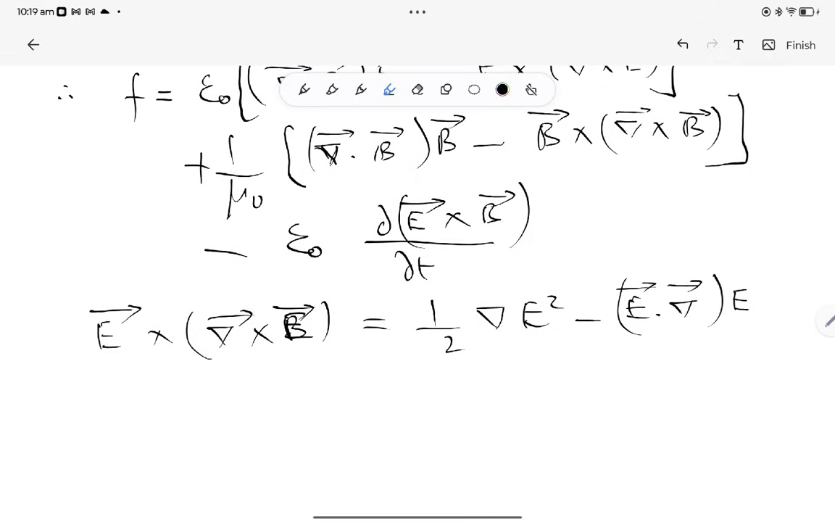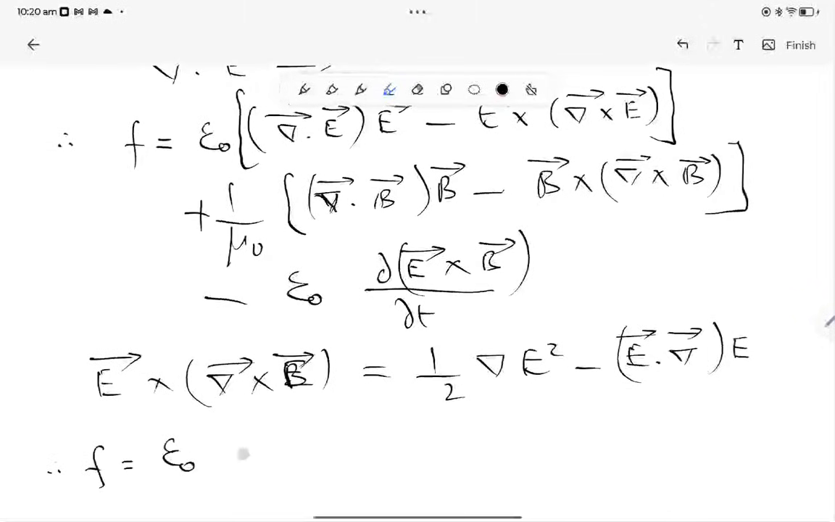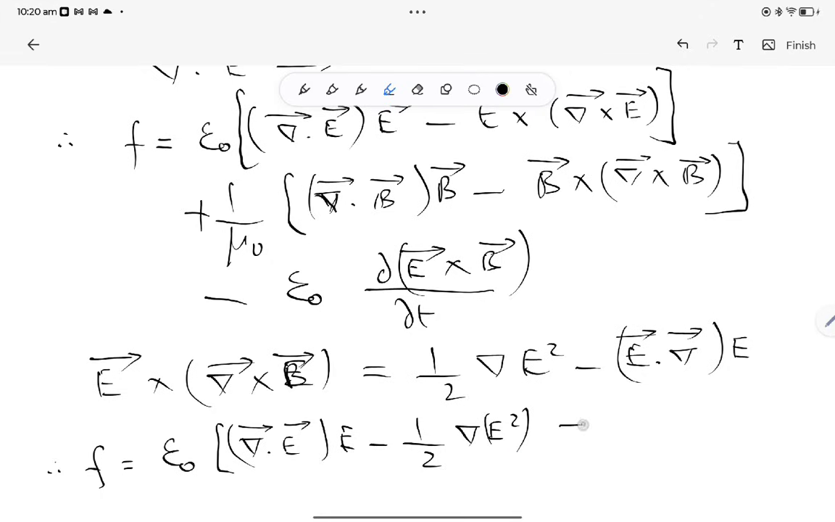Similarly for the magnetic term. Therefore F can be written as epsilon naught, del dot E into E, minus. Now here, for E cross del cross E, in that place you have minus 1 by 2 del E square plus E dot del into E. This plus is due to this minus.